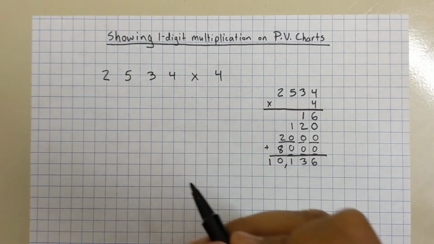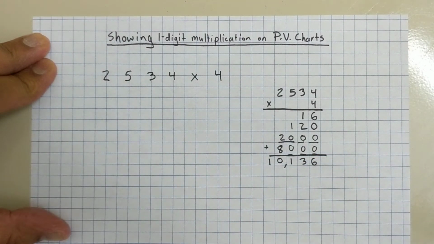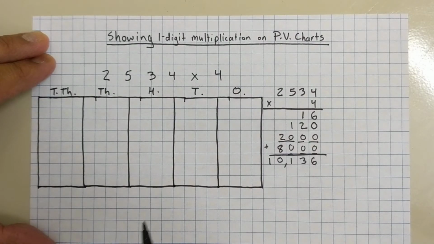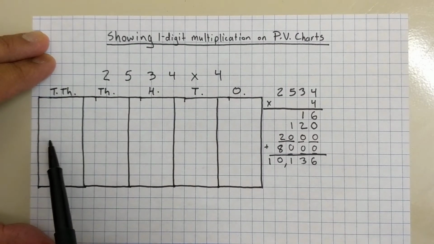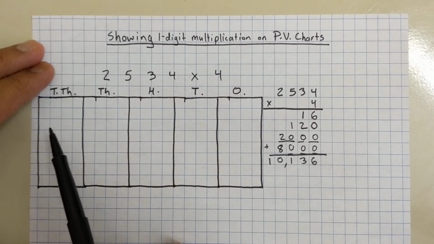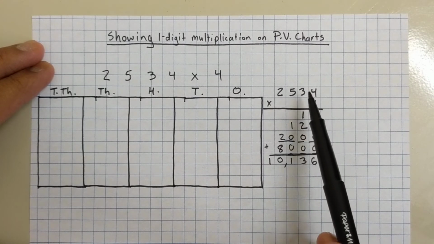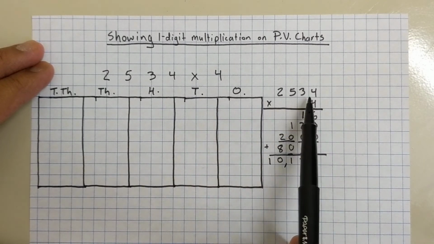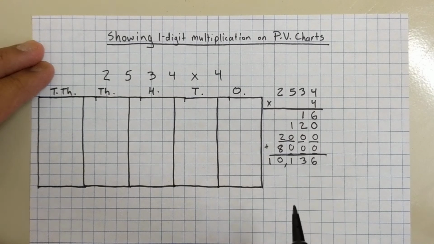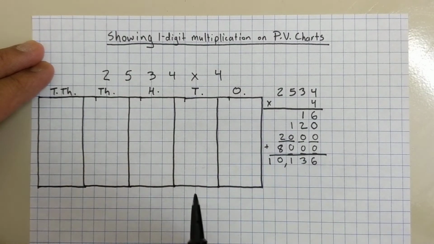Now, on a place value chart, that's going to look something like this. Our place value chart is comprised of 5 spots, because numbers can have any number of spots. We're going to use 10,000s, thousands, hundreds, tens, and ones. If I am going to do 2,534 times 4, I'm going to use my place value chart to show each of the pieces of the 2,534.